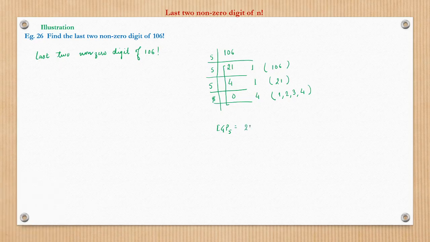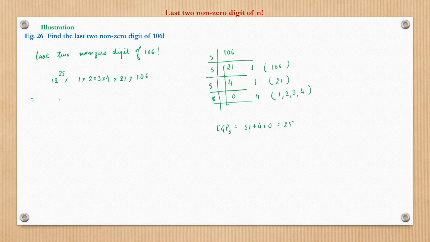The sum of the exponents will be 21 plus 4 plus 0, which is 25. So the last two zero digits will be given by 12 raised to power 25 into... Now I multiply all the numbers individually. So what are those numbers? 1 into 2 into 3 into 4, these numbers, and then 21 into 21, and then 106 into 106, right? So this is the way.